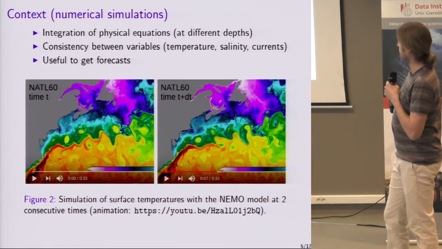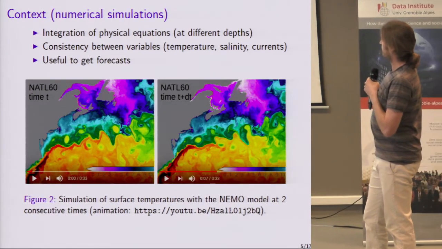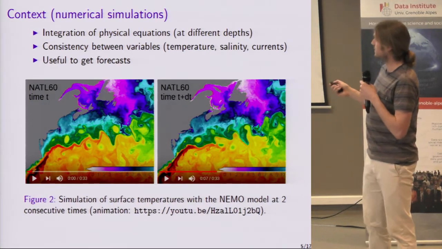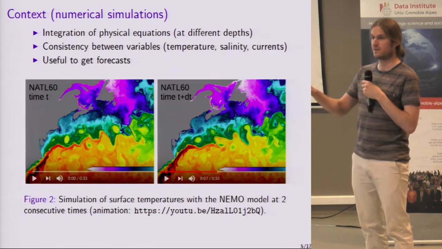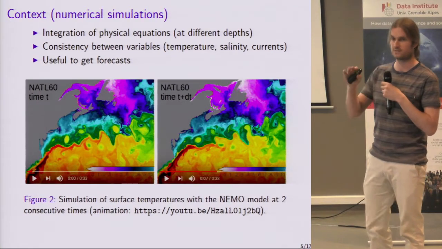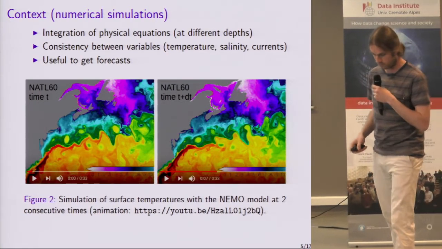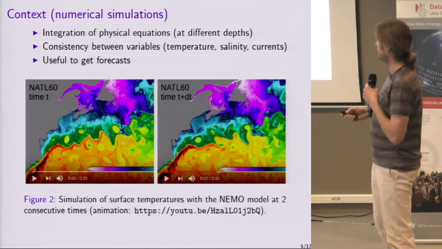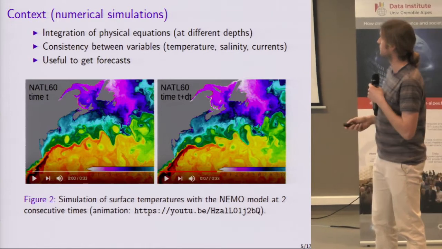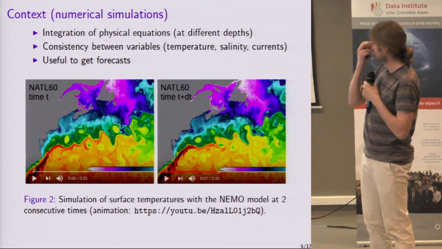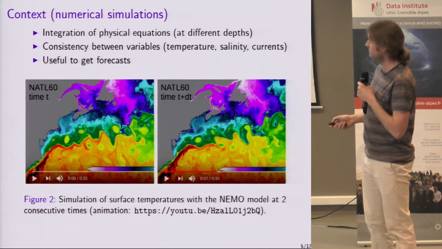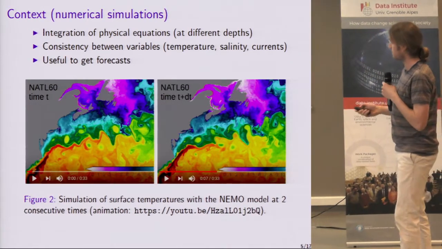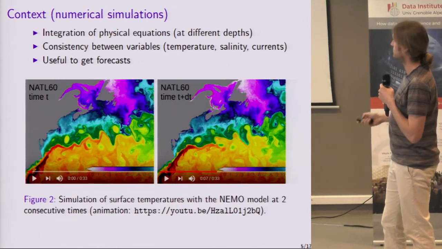different horizons. What is also nice in numerical simulation is that we not only get the information of the surface, we have all the information of the water column. This is an important, interesting part of numerical simulation. But what is very useful is to get forecasts for the future, and we will use that in data assimilation.